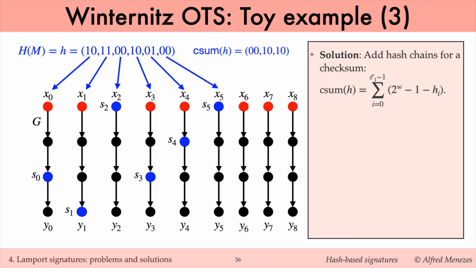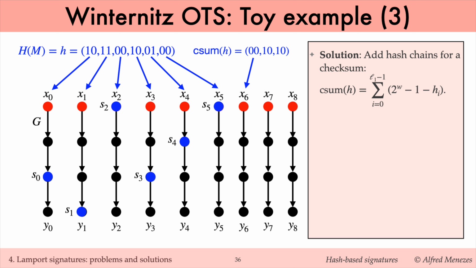In the example shown, the checksum of h is 10. You can check this, which is written as a length 6 binary string 001010. Alice's signature on M will include the elements on the checksum hash chains corresponding to the 2-bit blocks in the checksum.